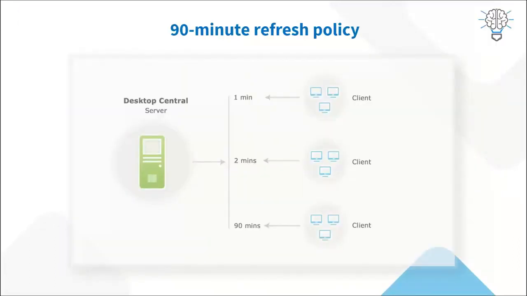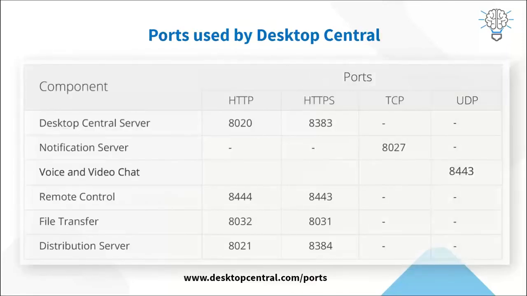Next, let us take a quick look into the 90-minute refresh policy. Desktop Central maintains a 90-minute refresh policy wherein each device will contact the Desktop Central server at a 90-minute interval. This refresh policy eliminates bandwidth choking and also enhances your server performance.